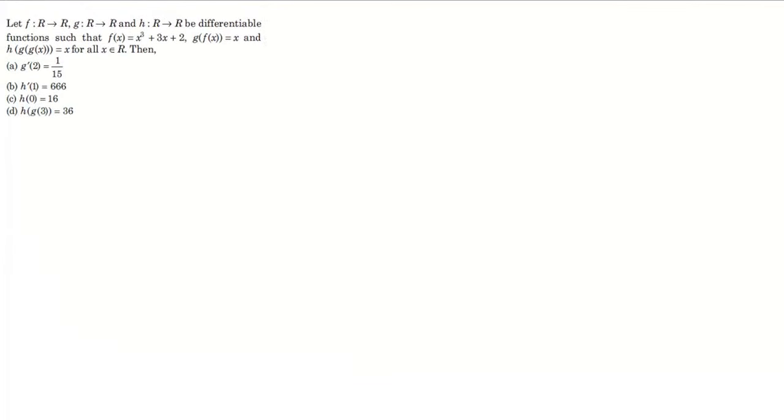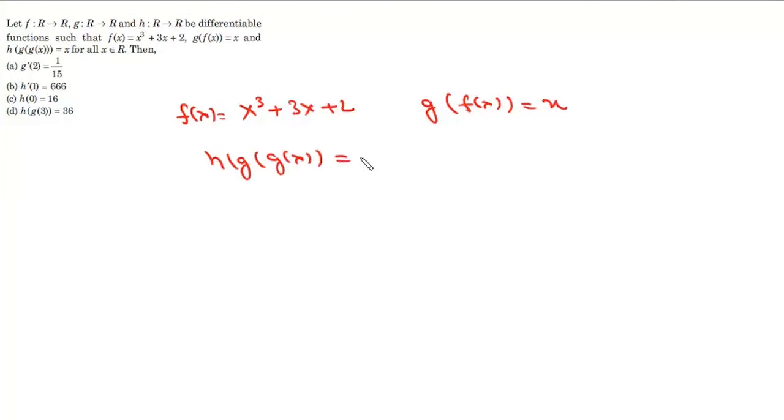Now here the question is, we are given this function f(x), which is x cube plus 3x plus 2, and g of f(x) is x, and h of g of g(x) is also x. Now if we replace this x with f(x), we can write h of g of f(x) is equal to f(x). Now g of f(x) is x, so from here we can say this h of g(x) is actually f(x).